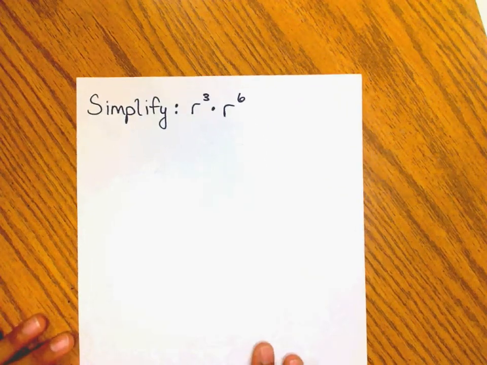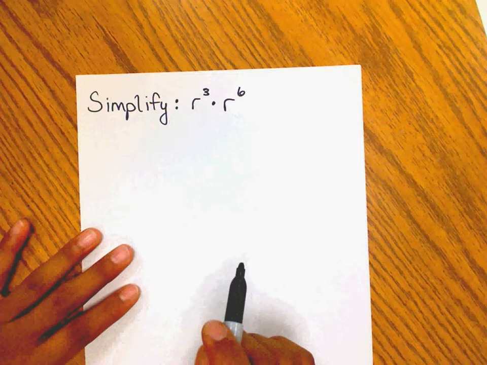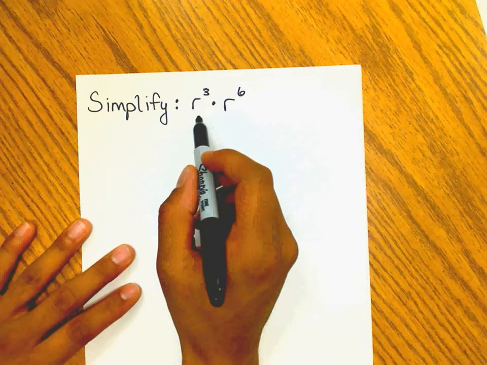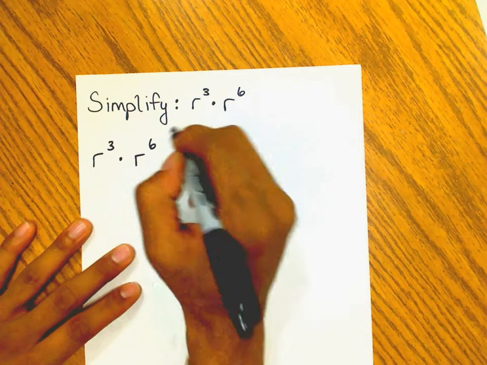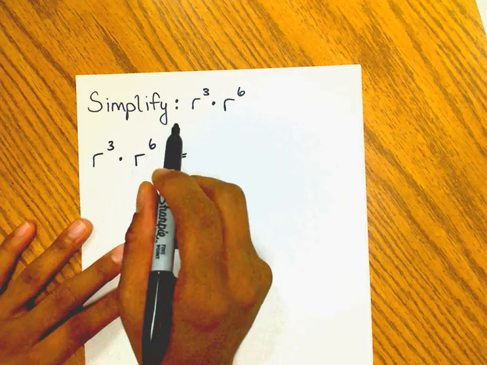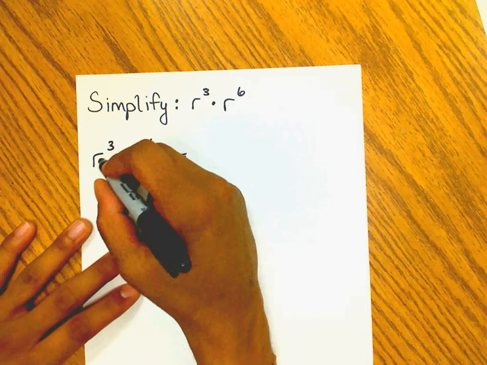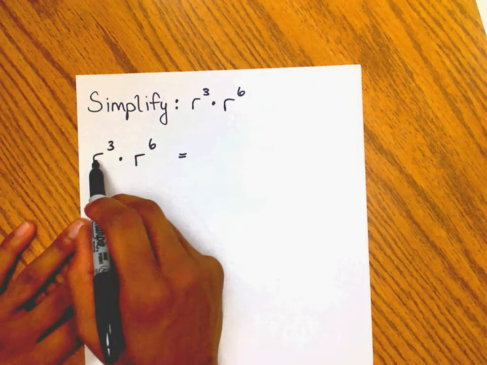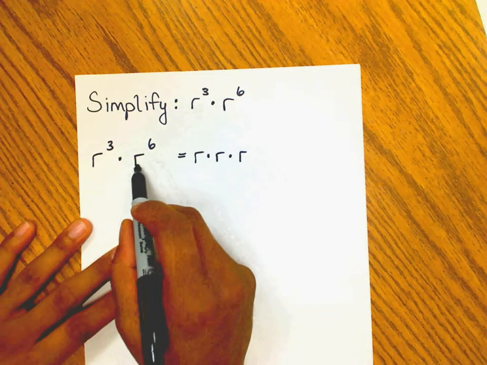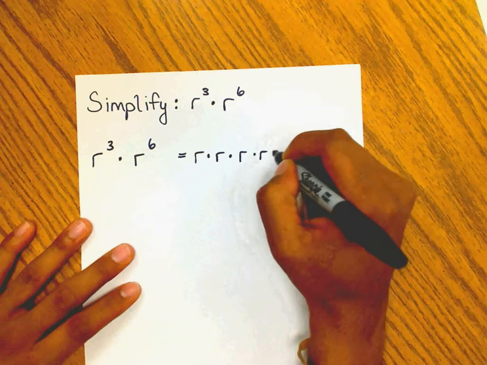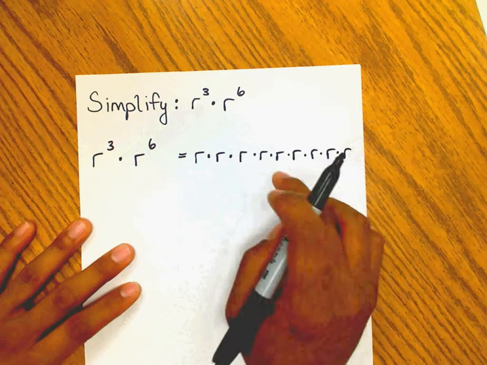Okay, now we have simplify r to the third power times r to the sixth power. Well, with this one, first of all, we're going to rewrite our problem. Okay. And now, with these exponents, this one I will show a couple different ways. First, I can go ahead and expand each expression. I can expand r cubed to be r times r times r, and I can expand r to the sixth to be r times r times r times r times r times r. Let's see, 1, 2, 3, 4, 5, 6.